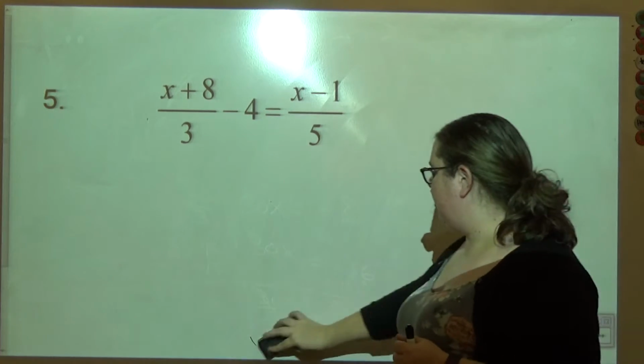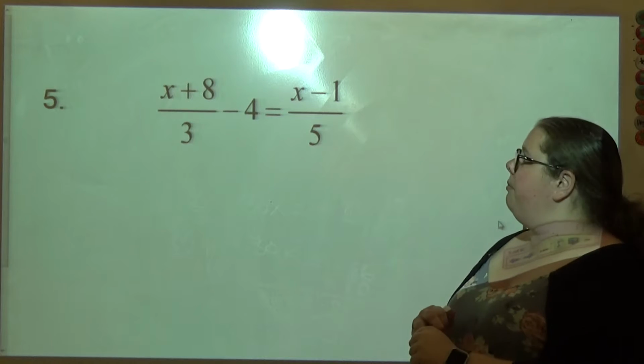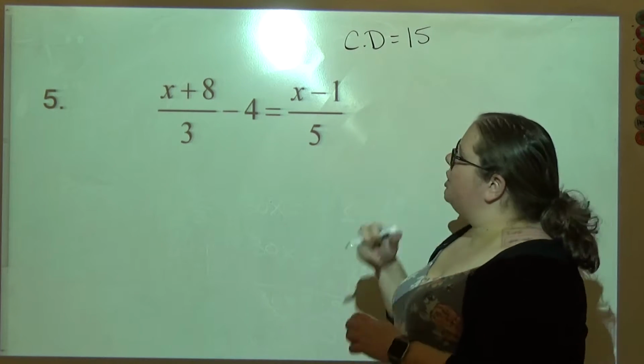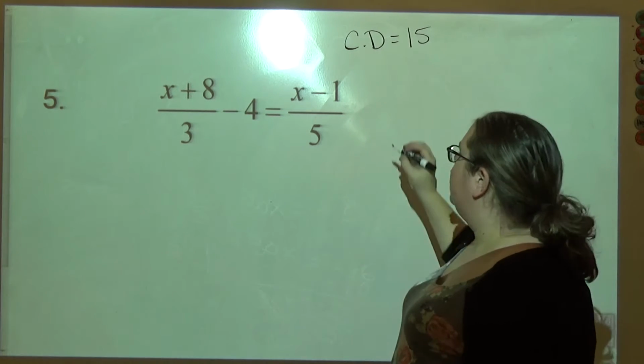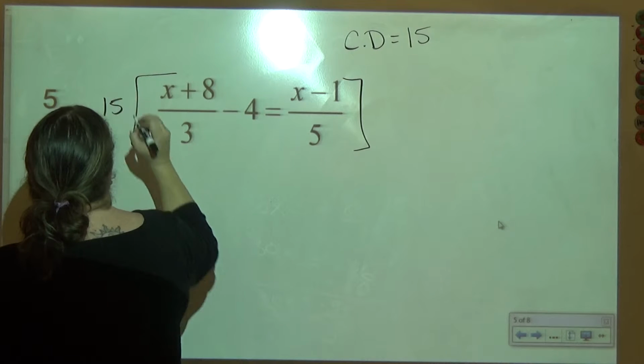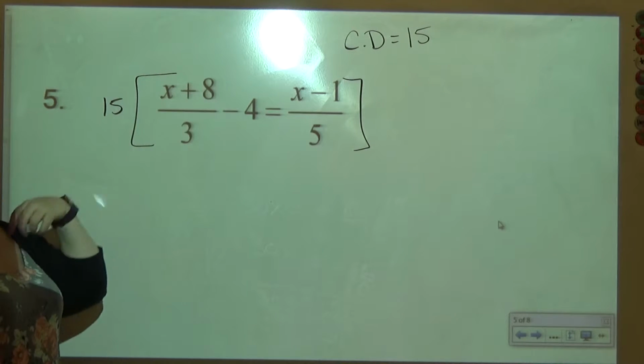What is the common denominator of 3 and 5? 15 again, right? The common denominator is 15. So we're going to multiply everything by 15. This one's a little tricky because when I do it, I really need to distribute to the numerator.